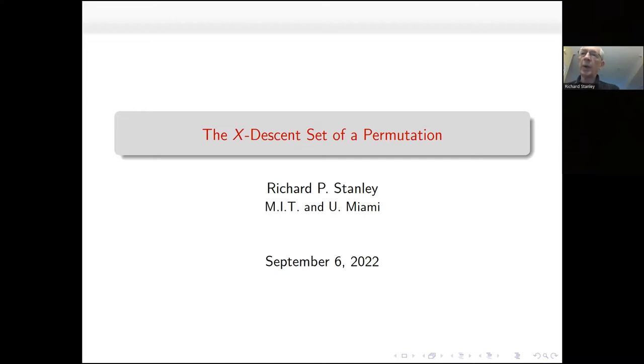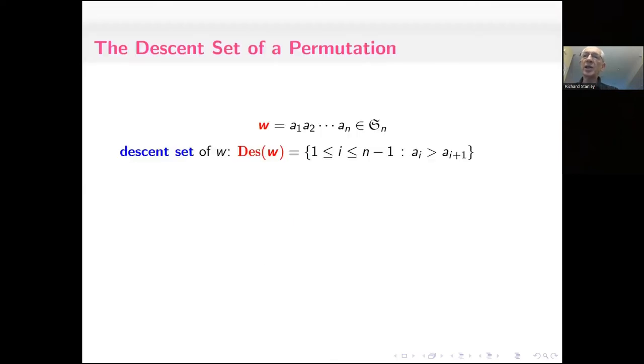So I'm going to talk about a generalization of the descent set of a permutation, which I call the X descent set. I'll remind you what the descent set is, a very standard concept in enumerative combinatorics. Suppose we have a permutation w = a1, a2, ..., an in the symmetric group S_n. The descent set of w, denoted D(w), is the set of positions i between 1 and n minus 1 where a_i is greater than a_{i+1}.